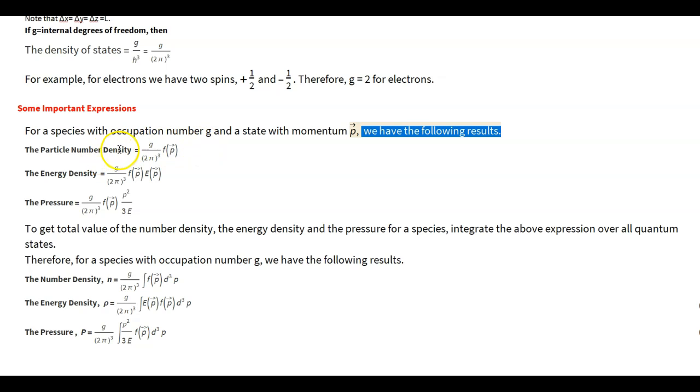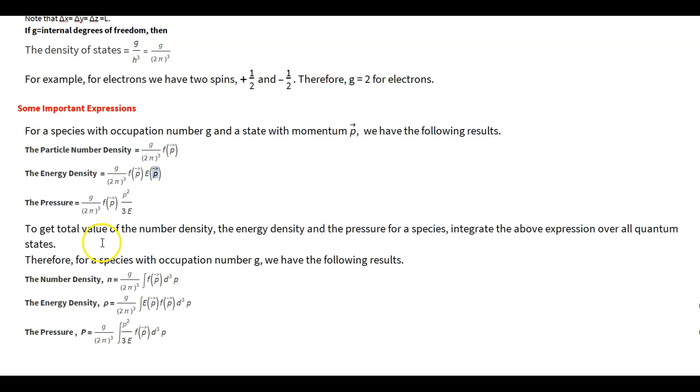We have the particle number density given by the density of states multiplied by the distribution function. Then for the energy density we have this expression multiplied by the energy of that state. Then for the pressure, again we have this expression g over (2 pi) whole cubed times f(p), multiplied by p squared over 3E, which is the pressure corresponding to momentum p.